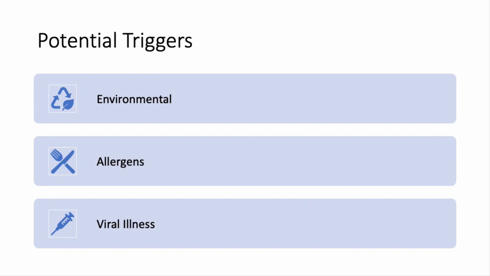There are many potential triggers for asthma, some environmental triggers, allergens, and viral illnesses. Usually about 70% of asthma exacerbations are triggered by viral illnesses and 30% are triggered by allergens or environmental causes.